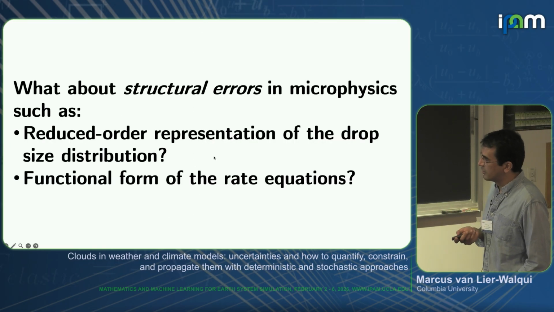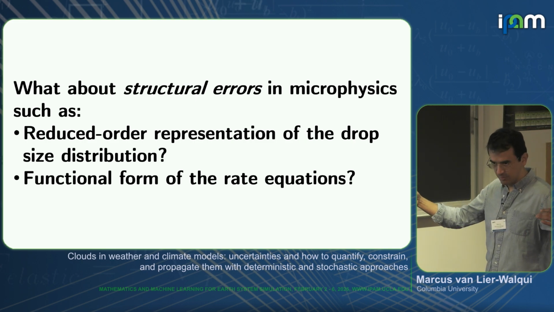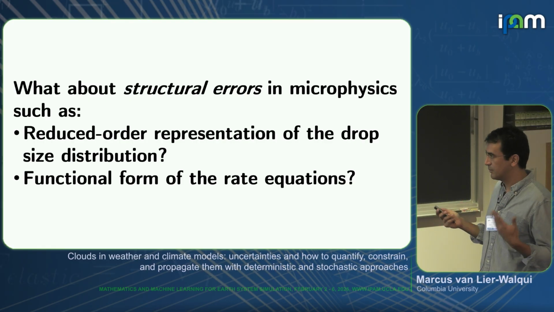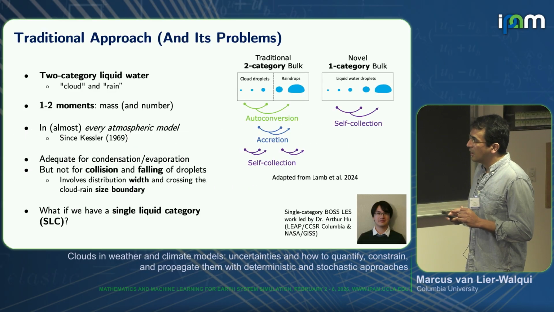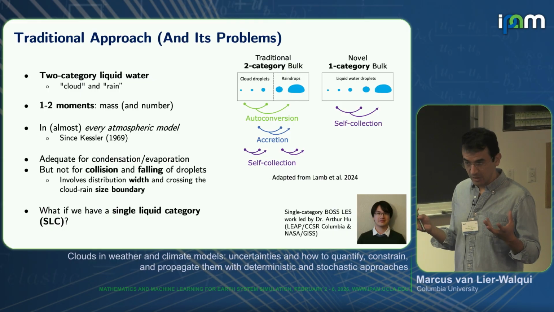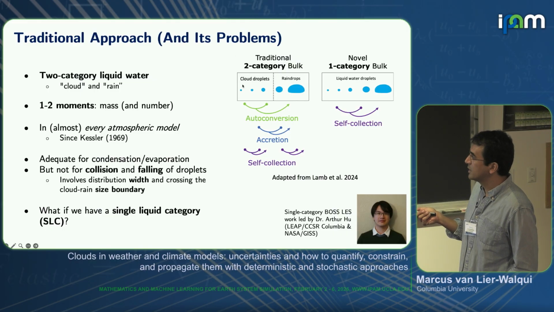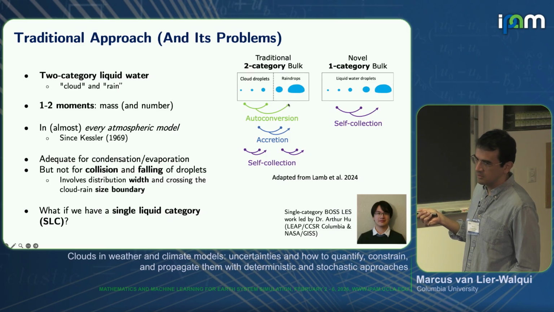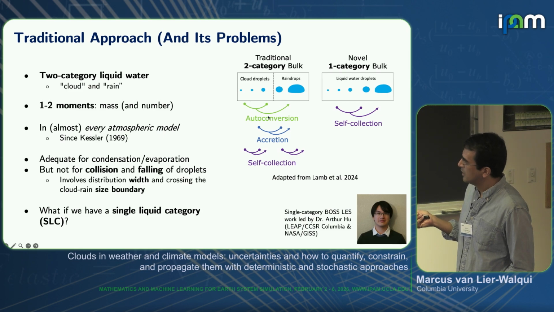Okay, what about structural errors? Things like the way that we have taken the size distribution and condensed it down to a few numbers to make our problem tractable, or the functional form of the rate equations. Well, one of the big structural assumptions in doing clouds is a two-category approach. You have cloud droplets, and they bump into each other and become larger, and at a certain point, we just call them rain, right?